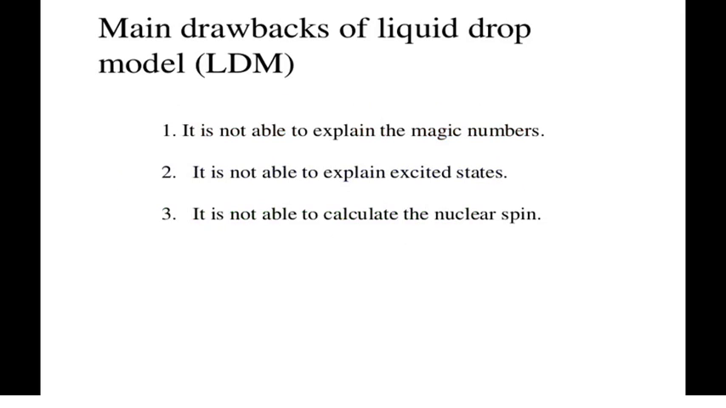Now, the main drawbacks of the liquid drop model: it is not able to explain the magic numbers. I had already told you about 2, 8, 20, 28 and so on, that are magic numbers. That means nuclei that contain that number of protons or neutrons are more stable. The liquid drop model was not able to explain the magic numbers with its theory. Also, it is not able to explain the excited states of the nucleus, and it is not able to calculate the nuclear spin. We had just told that nucleons are like electrons, having spin half, and they are fermions. But using the liquid drop model, we are not able to calculate the nuclear spin. So these are the drawbacks of the liquid drop model.